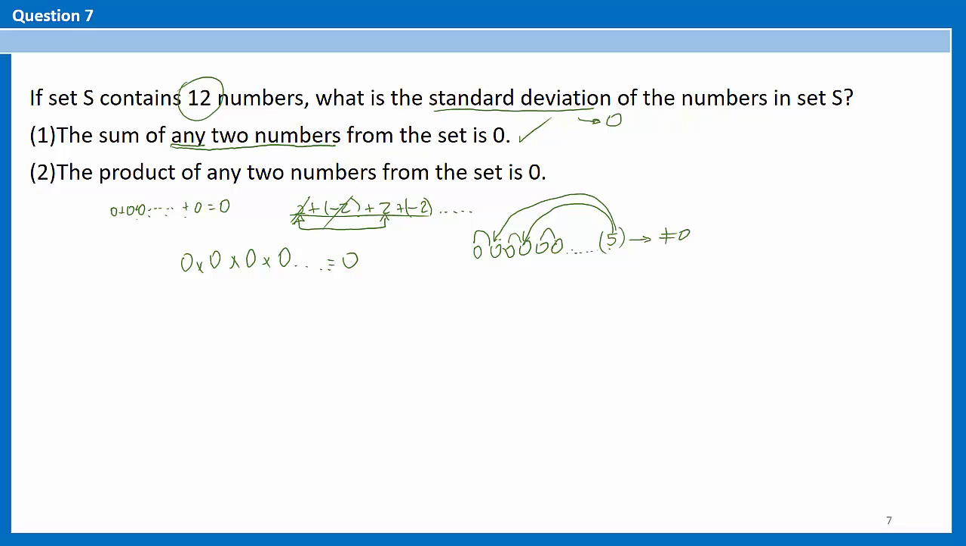And we can say, okay, what if every number is 0? Then the standard deviation is 0. So we have two answers. Not sufficient. It wanted to appear kind of sufficient, but there is the exception. So the answer would be A.